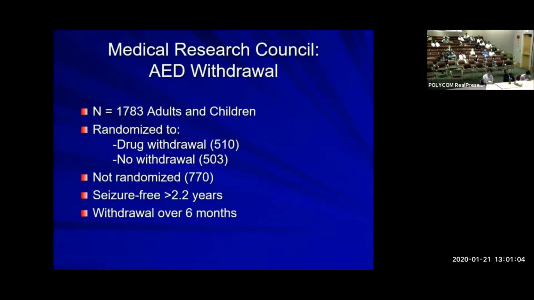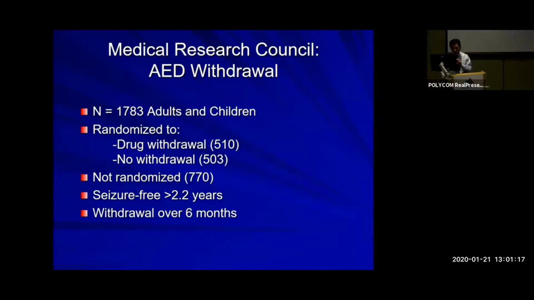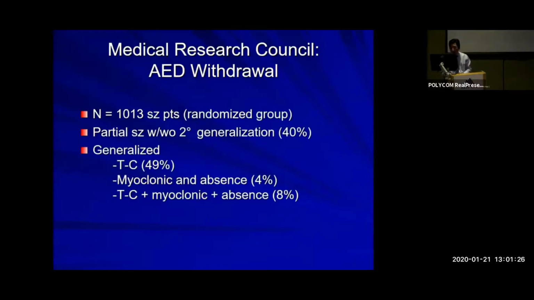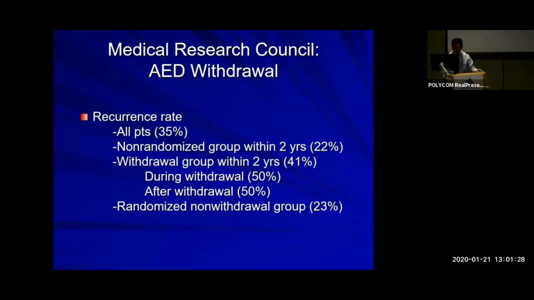Perhaps the coolest study is this Medical Research Council study. This was done a while back now, but they had a bunch of adults and kids with epilepsy, 1,700 or so. Only about 1,000 were randomized to drug withdrawal or not. Others were not randomized. In this population, they were all seizure-free for over 2 years. And the medication was tapered off over 6 months. The bottom line is that in the randomized group, 40% of the patients who were taken off medication had a recurrence.